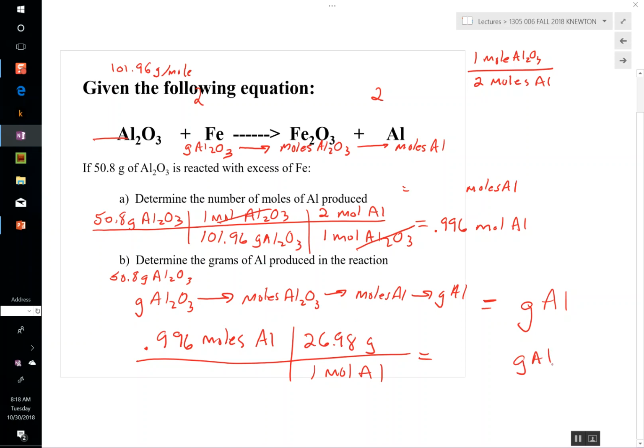So how many grams of aluminum is that? 26.87. How much? 26.87. Yeah, well, I just rounded it to 26.9. Okay, 26.9, that's fine.